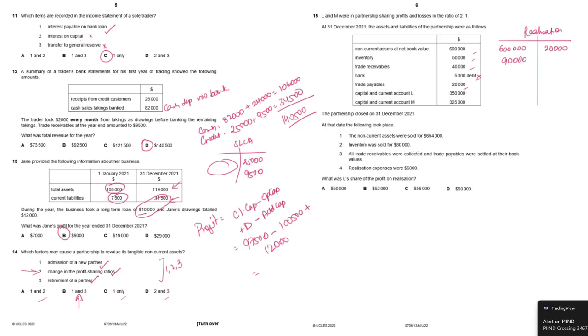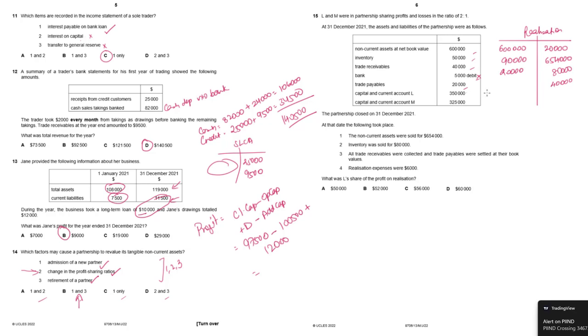Then reading the information, non-current assets were sold for 654,000. So on the credit side, 654,000. Inventory was sold for 80,000. All trade receivables are collected and trade payables were settled at book values. So 40,000 for trade receivables and 20,000 for trade payables.